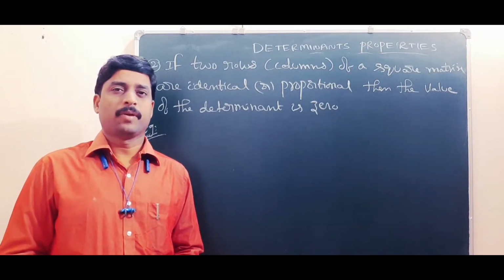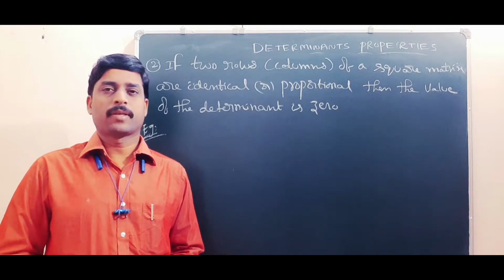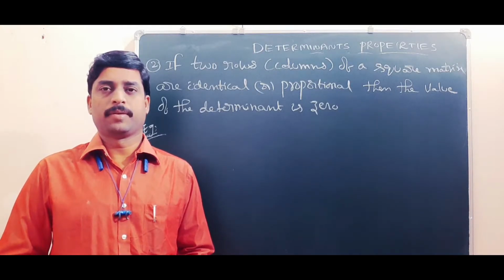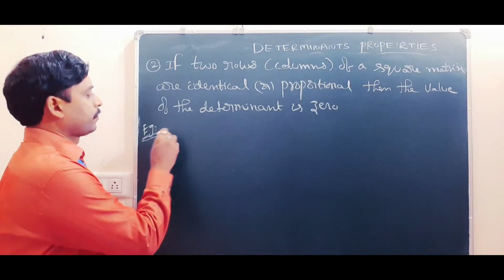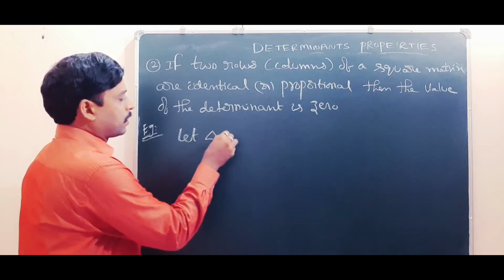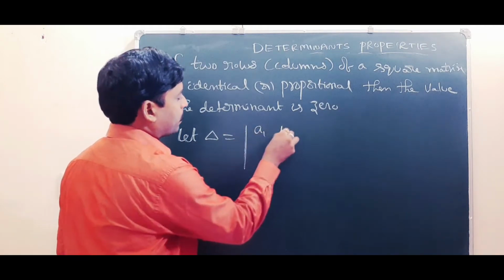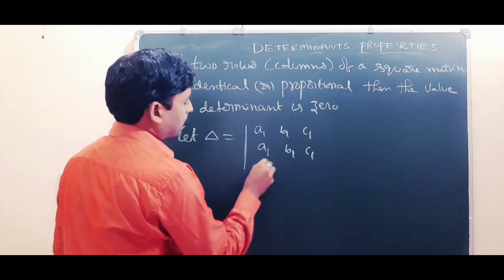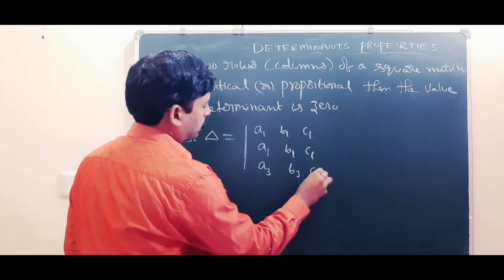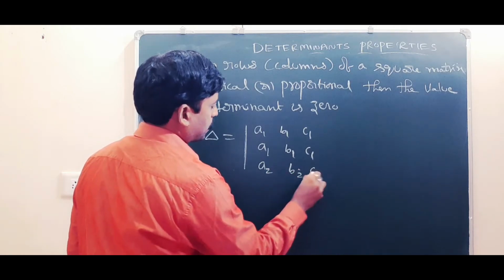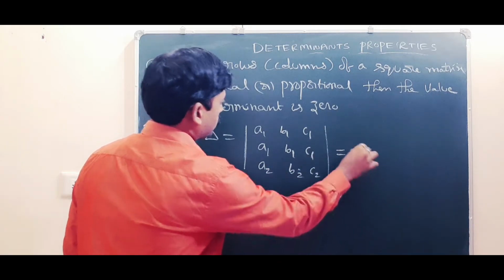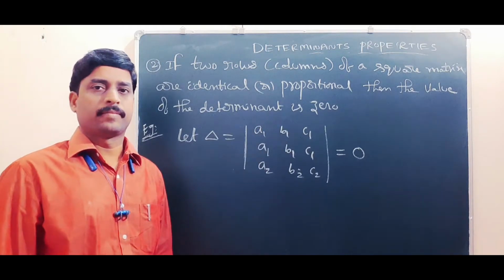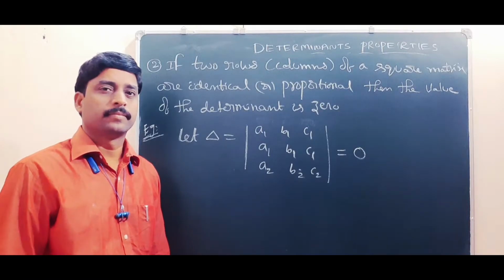Okay, now the second property. If any two rows or columns of a square matrix are identical or proportional, then the determinant will be 0. I give an example. So let us take delta equal to A1, B1, C1, A1, B1, C1, A3, B3, C3, or A2, B2, C2. That will be 0. So in this example, the first two rows are equal. Okay, that will be 0.